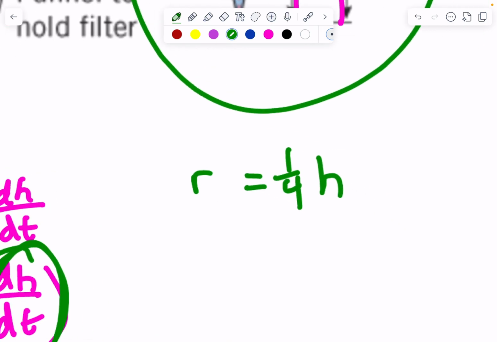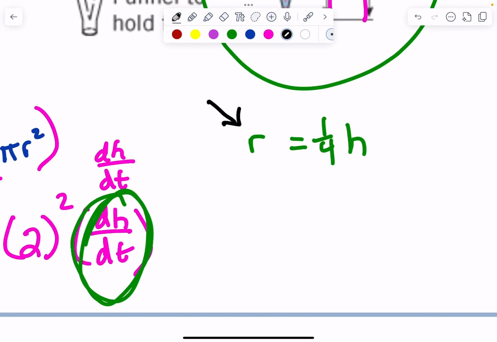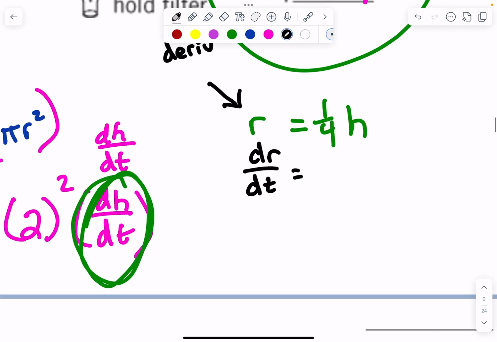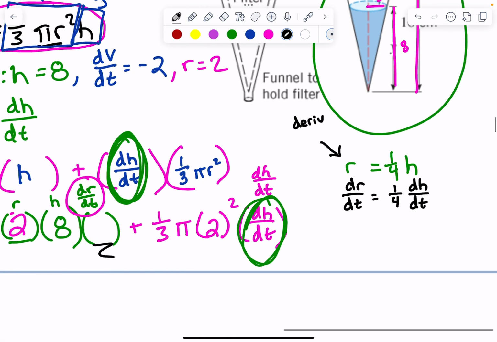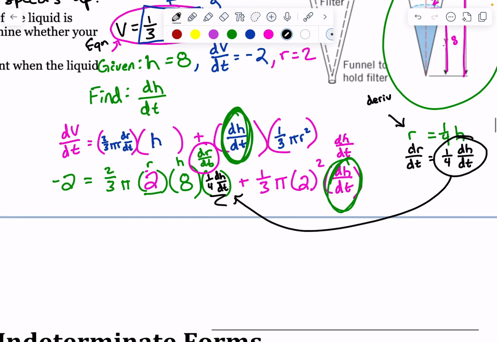Now, we know that this is an equation that we can use. Let's take the derivative of this guy. If I take the derivative of R, that's dr/dt, which is what we need to be able to plug into here. But if I take the derivative of 1/4 H, that's 1/4 dH/dt. We know that dH/dt is what we're trying to find. So I'm going to plug in 1/4 dH/dt right here, because it equals dr/dt. You see what we just did?